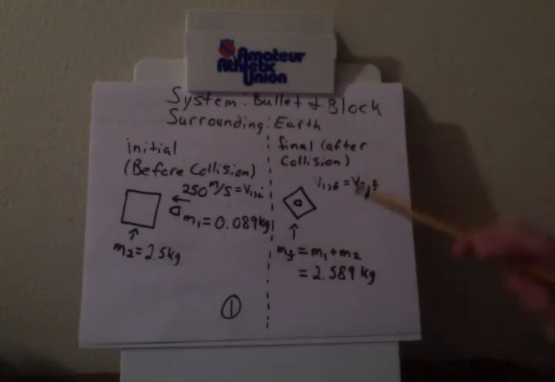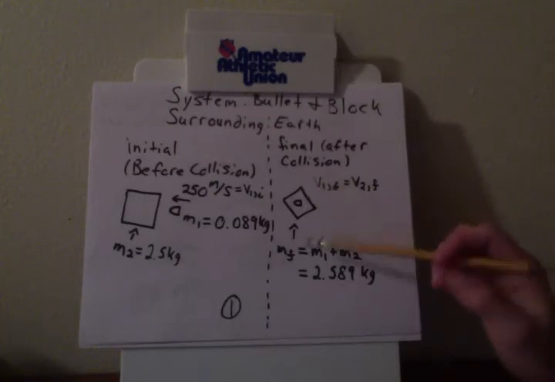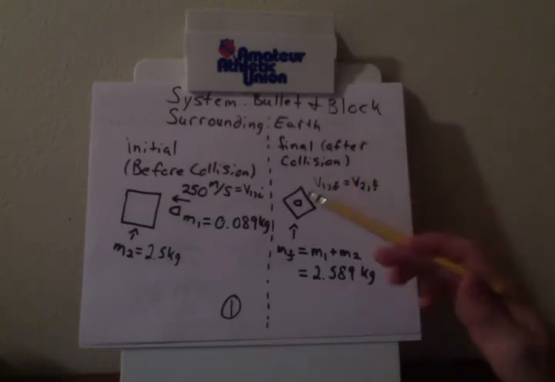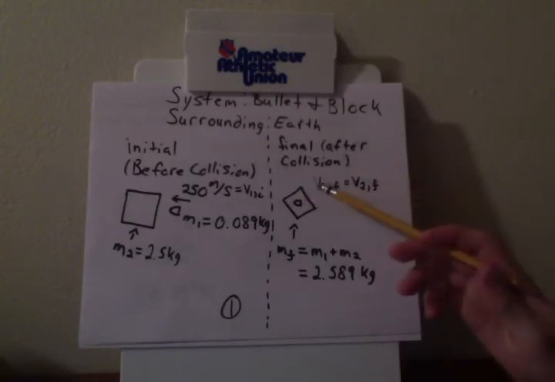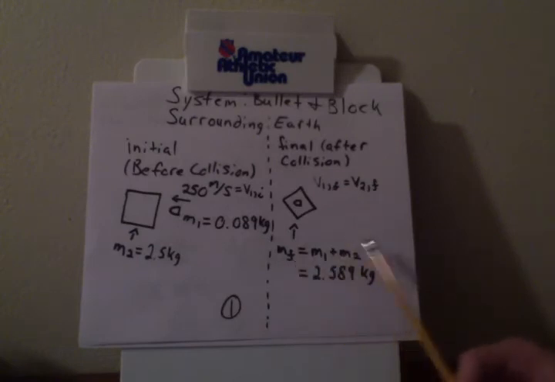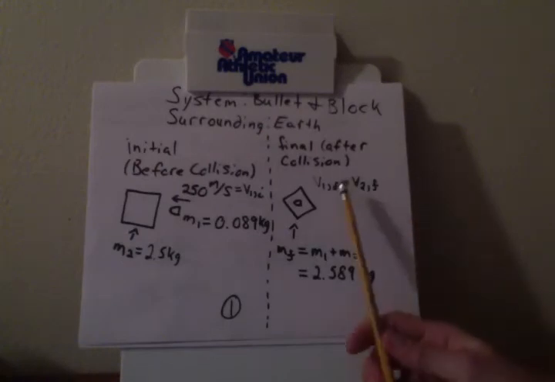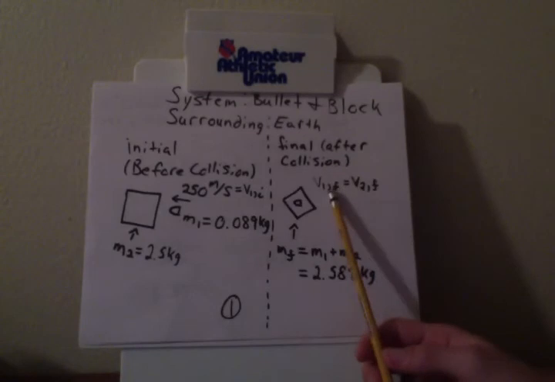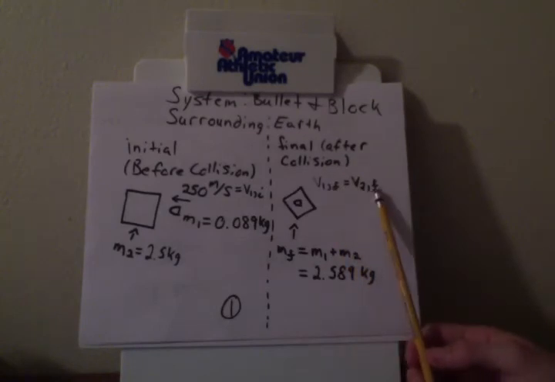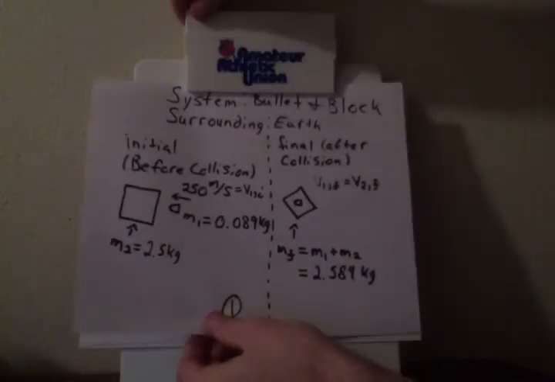And for the final, it's worth mentioning that when the bullet embeds itself within the block, the way I'm considering it for this problem is that these two objects merge together and create one object, where their mass, I put here, is just the mass of the bullet and the mass of the block. And I wrote that here. And also, with that in mind, the final velocity of the bullet is going to equal the final velocity of the block. Very much worth noting, I would think.